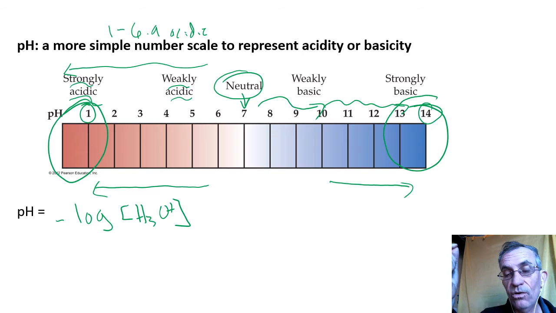So right now we're taking the negative log of hydrogen, or we could write H3O+. So the negative log of hydronium, that's what the pH is. So pH relates to the amount of hydronium.